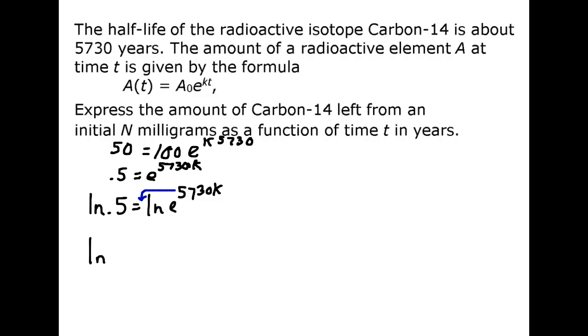So natural log of 0.5 equals 5,730k times natural log of e, and then natural log of e is just 1. So all we have to do is divide both sides of the equation by 5,730, and we have k.